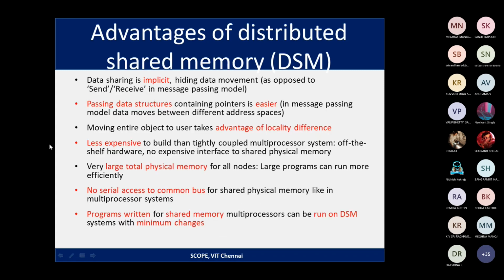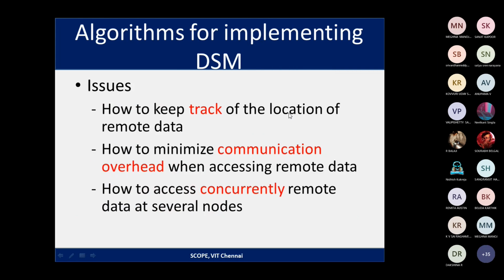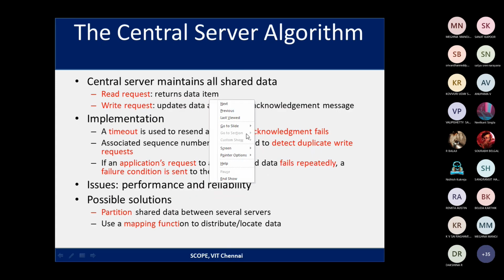So these are the advantages we have discussed, and the algorithms have to take care of how to keep track of the location first, how to minimize the communication overhead, and how to concurrently access remote data which is available at several nodes. All these details the algorithm has to implement. In that, we have discussed some 3 to 4 algorithms.